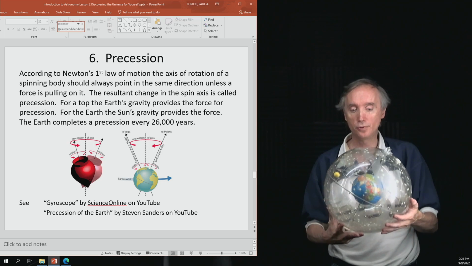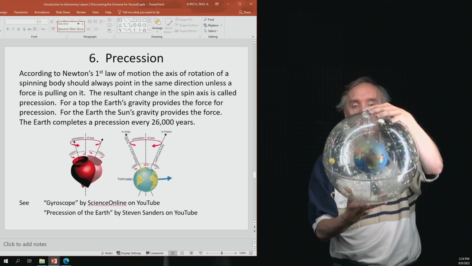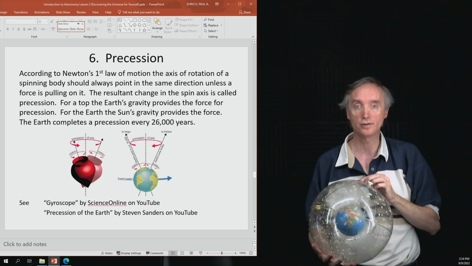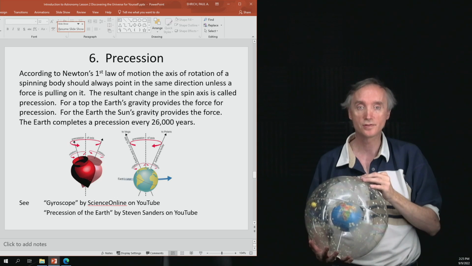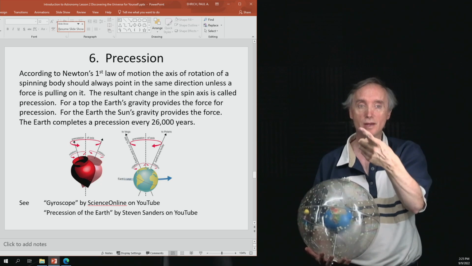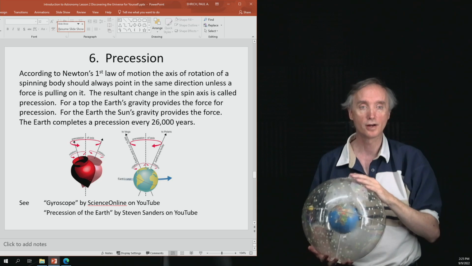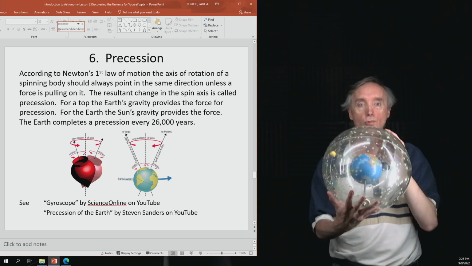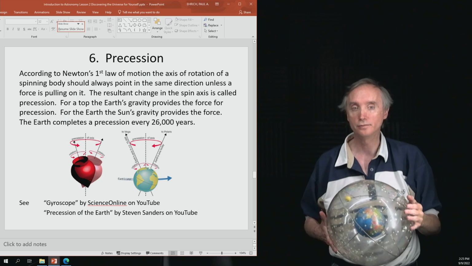So as the sun pulls on the Earth, it causes the axis of the Earth to very slowly change. How slow? Once every 26,000 years. With that little gyroscope, it was maybe once every 5 seconds it was going around, whereas this goes around once every 26,000 years. Well, why?